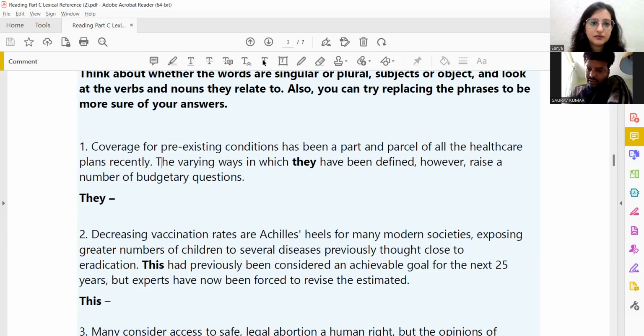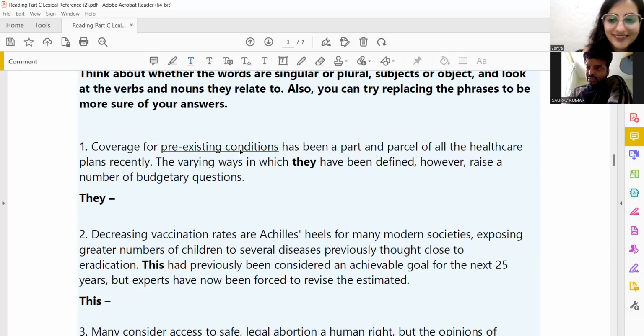Yeah. I think coverage for pre-existing condition has been a part and parcel of all the healthcare plans recently. The varying ways in which they have been defined. I think coverage for pre-existing condition. They means it's a pre-existing condition.